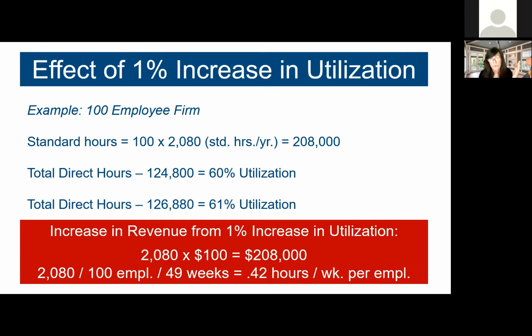Now, the other thing that I want to point out here, if you look at these numbers, it's really only 0.42 hours a week, which is about, I think it's around 24 minutes. So that means if you can get your employees 24 minutes more billable in a week, then you can get that $200,000. So this is definitely worth your time.